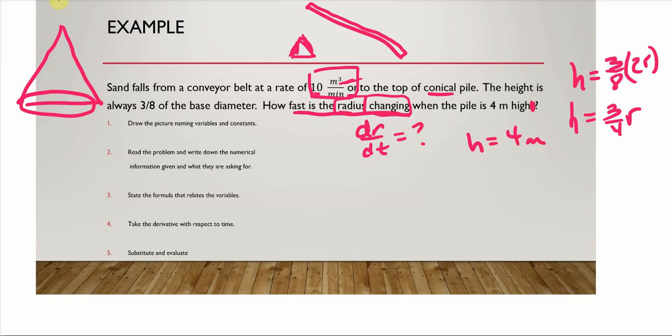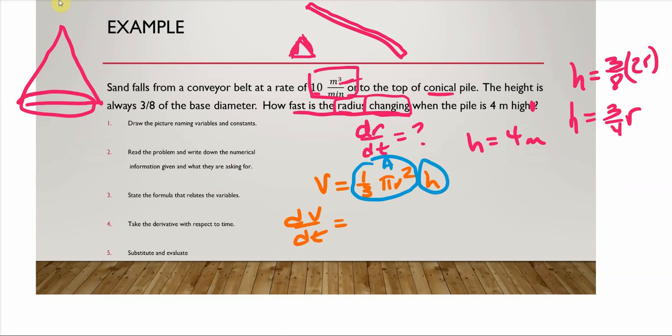So what do I need? I need the volume of my cone. The volume of a cone is 1/3 pi r squared times the height. But now they want me to take the derivative with respect to time. So I'm going to get dV/dt equals, and I have to do the product rule. So this guy is going to be my A bubble, and this one's going to be my B bubble.